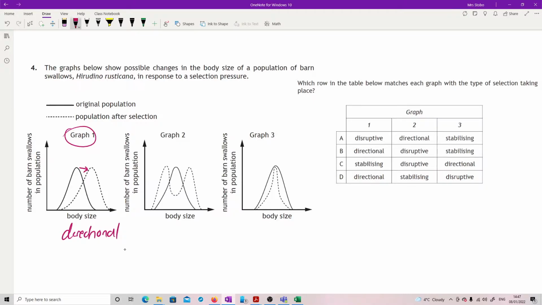Okay, graph two, what we've done is we've basically punched down the middle, got rid of this initial one, and we've actually selected for the top and the bottom ends of this. This is disruptive.